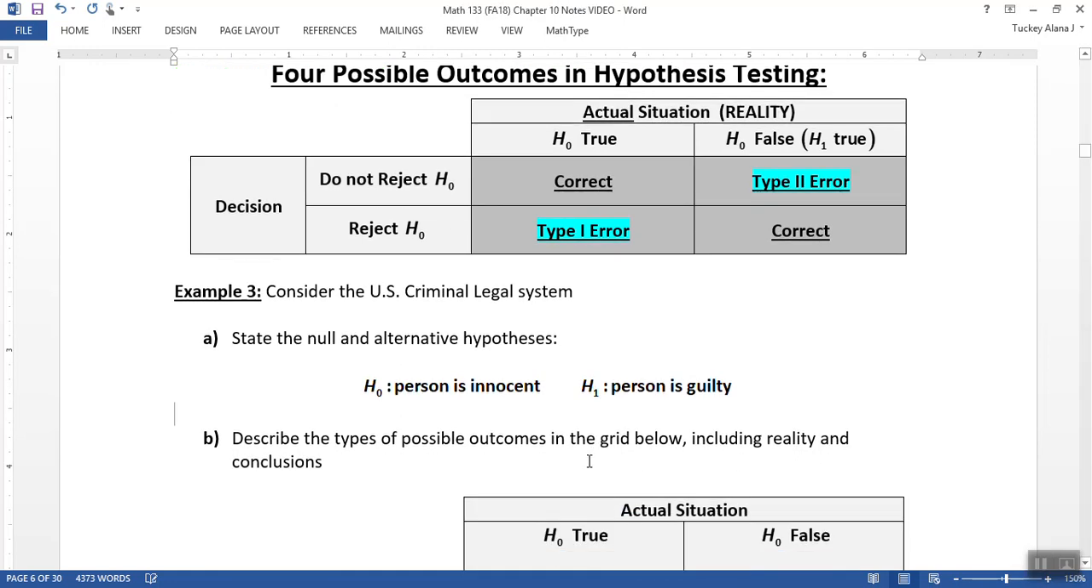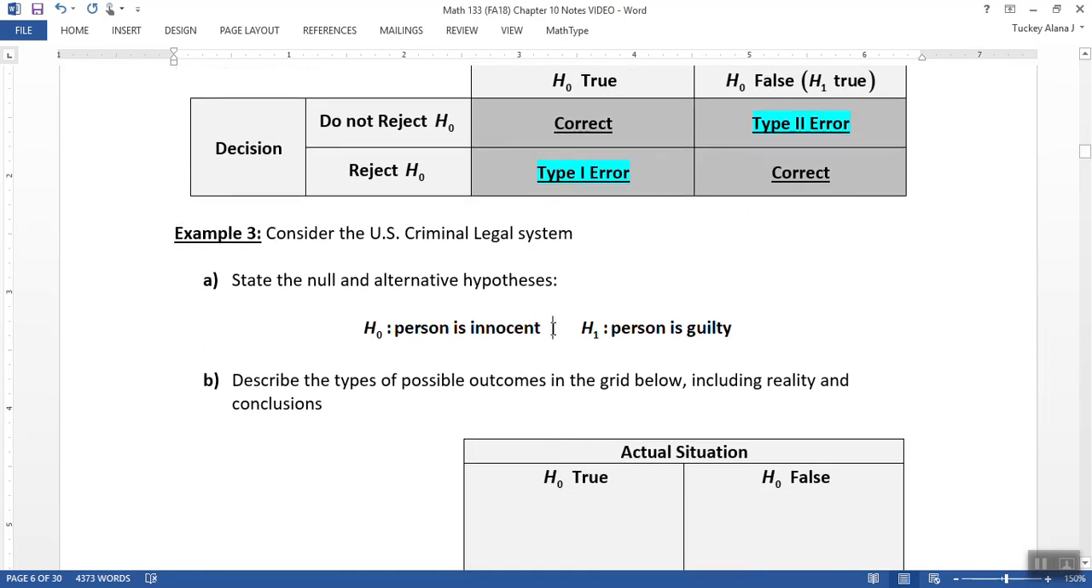Okay, so there are my null and alternative hypotheses. The null is that the person is innocent. The alternative is that the person is guilty.